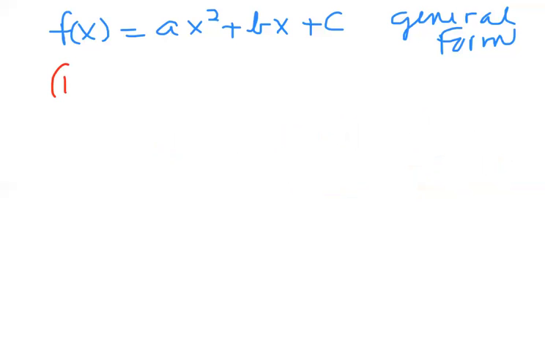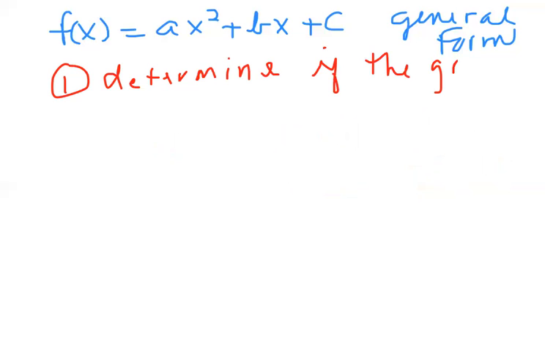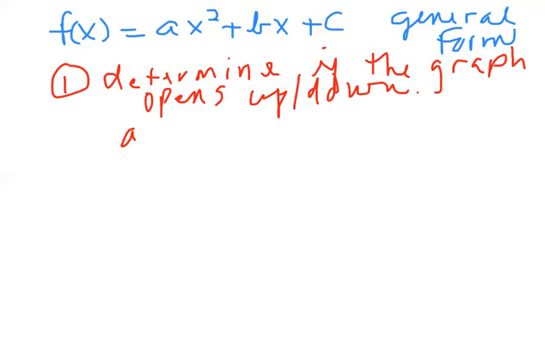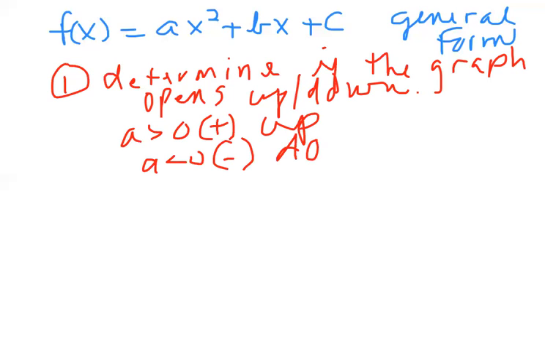Number one, you want to go ahead and determine if the graph is going to open up or down. And by the way, guys, this is the general form we're talking about. So you have to determine if the parabola opens up or down. Determine the direction of opening. So which direction is it opening? And I just mentioned that too. If a is greater than 0, it's positive, the graph will open up. If a is less than 0, or it's negative, the graph will open down.